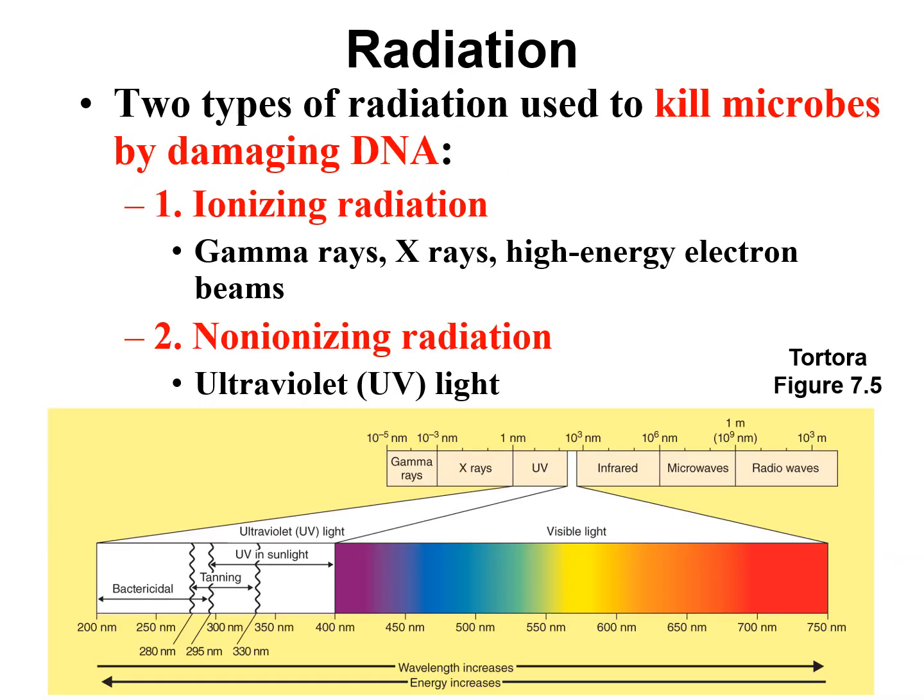Okay, we also have radiation, another way to kill microorganisms. Radiation is going to damage the DNA, so that's how it's going to work. And we have two different types of radiation.